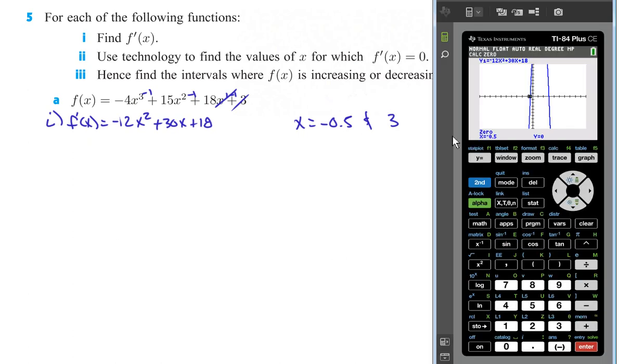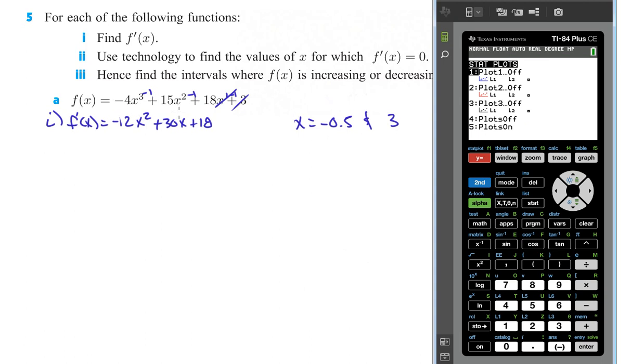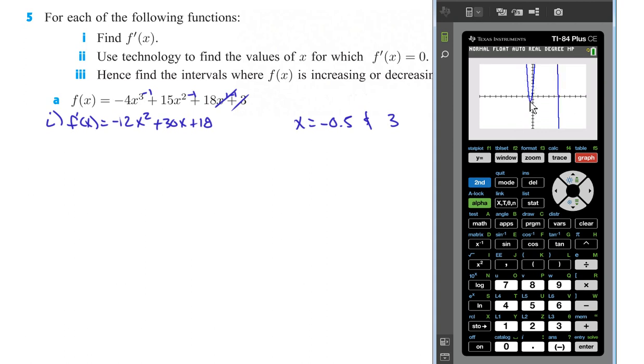Now honestly, if I was doing this problem, I'm just going to put the original equation in. Oops, that's not what we want. So let's just put the original equation in. Okay, so here's our function. We hit graph, and it's going to graph our original function. It's coming down, and it's got a minimum right there, and then it's going to have a maximum way up here. Guess where that x value of the minimum is? Right there at negative 0.5. And then the x value of that maximum is 3.